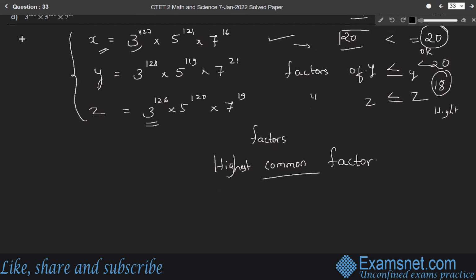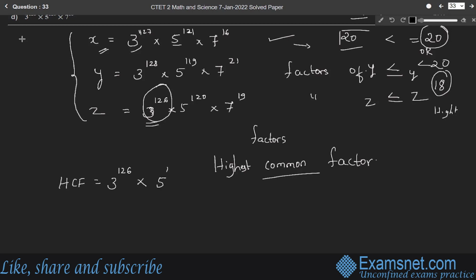Here 3 raised to 127 is greater than z, right? Therefore, here the least power is 3 raised to 126. So HCF is equal to 3 raised to 126, least power. And coming to 5 raised to 121, 119, 120, here the least power is 5 raised to 119.